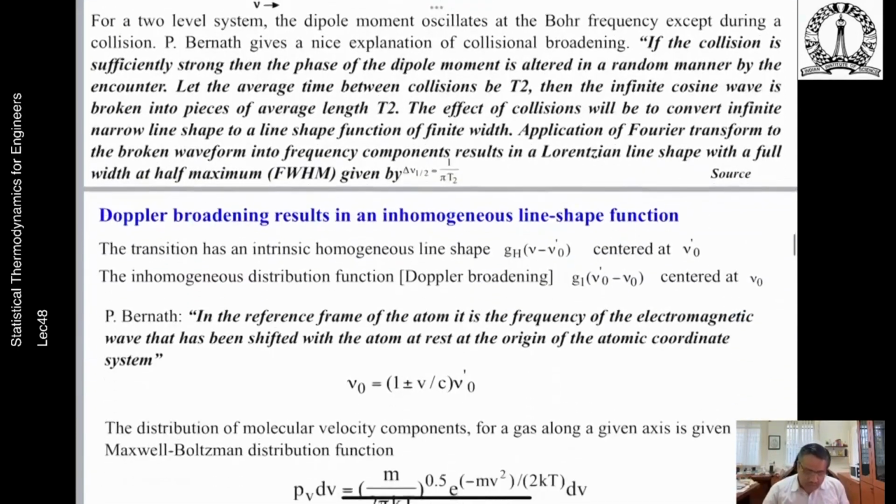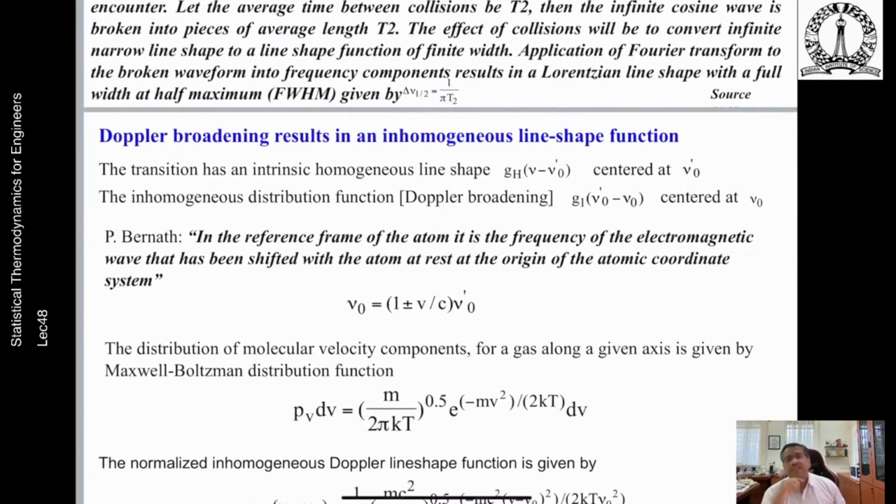Now the Doppler, on the other hand, results in an inhomogeneous line shape. The Lorentzian is applicable for the homogeneous line shapes, right? Doppler broadening, on the other hand, results in what we call an inhomogeneous line shape function. So this transition basically has a homogeneous line shape centered around, say, nu naught prime, and the inhomogeneous function, that is the Doppler broadening, is centered around nu naught.